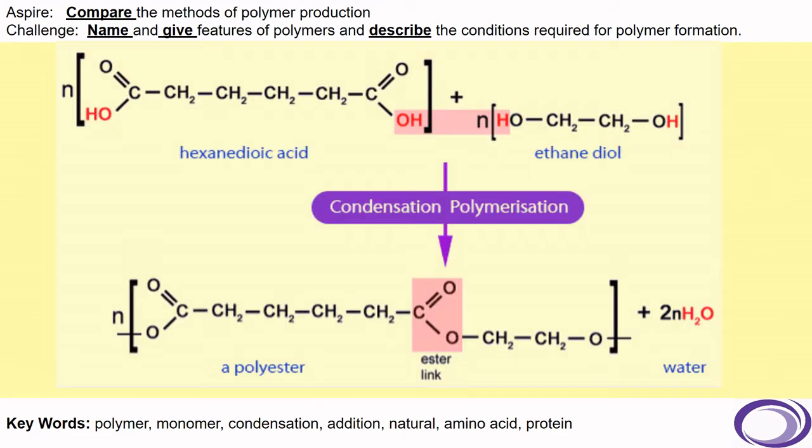So an example here on the screen has hexanedioic acid, so that molecule has got 2 carboxyl groups on it. So it's got 2 carboxylic acid groups, 1 at either end. And then we've got ethane diol. So we've got 2 OHs, 1 at either side of the molecule.